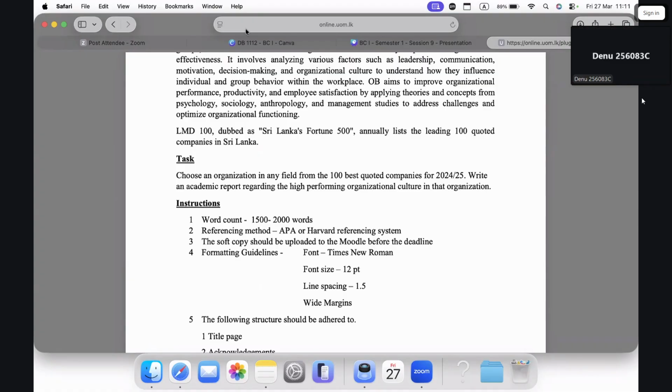Yes, madam. What's that? Yes, madam. Okay. What areas are unclear to you? Which areas are unclear to you?